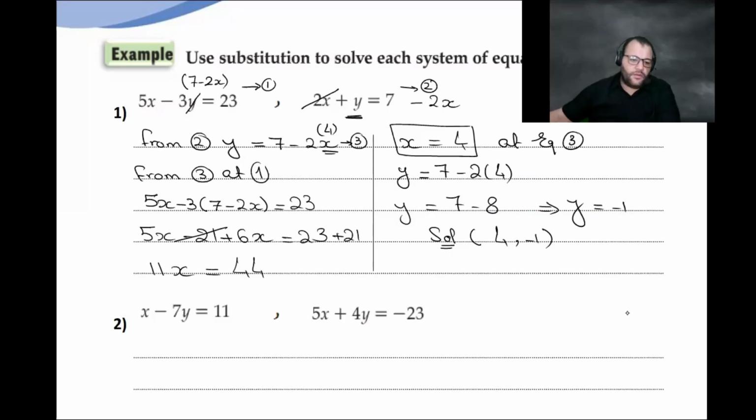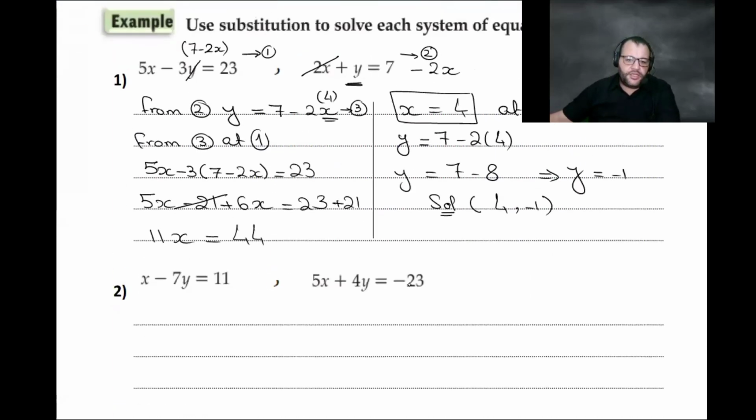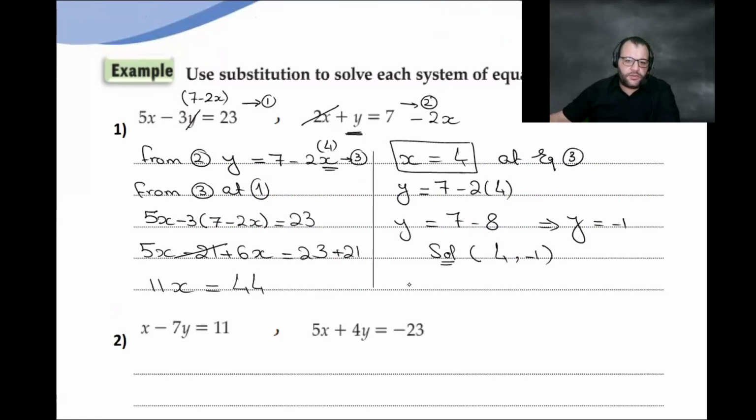Any problem for this one? No, mister. Okay. Yes, mister. The slope of both lines intersect at 4, negative 1, right? Not the slopes. The two lines intersect at this point. Yeah, the two lines.